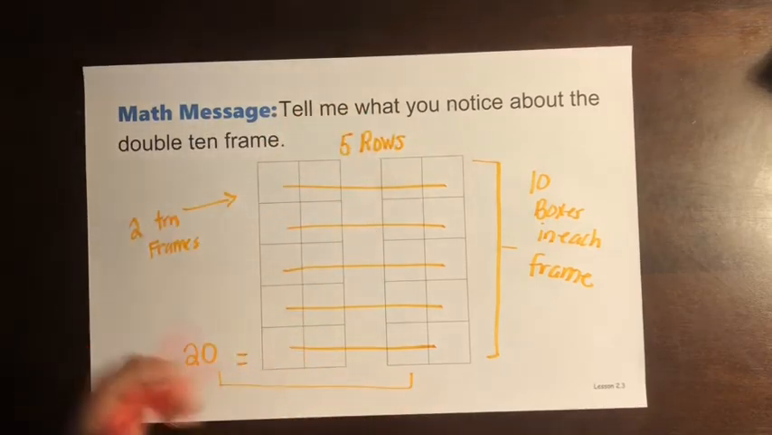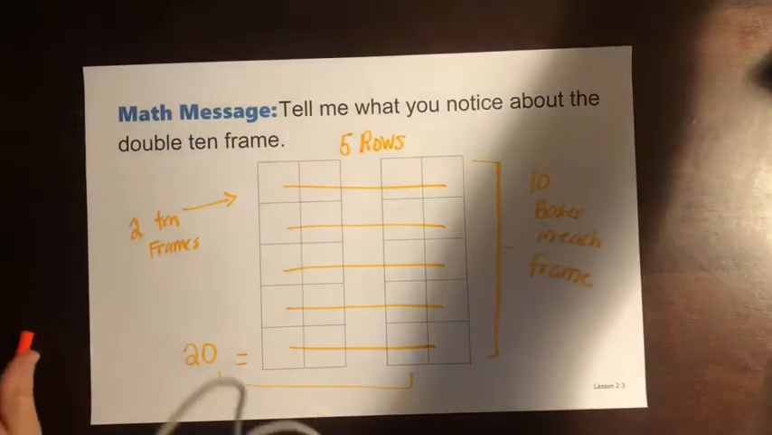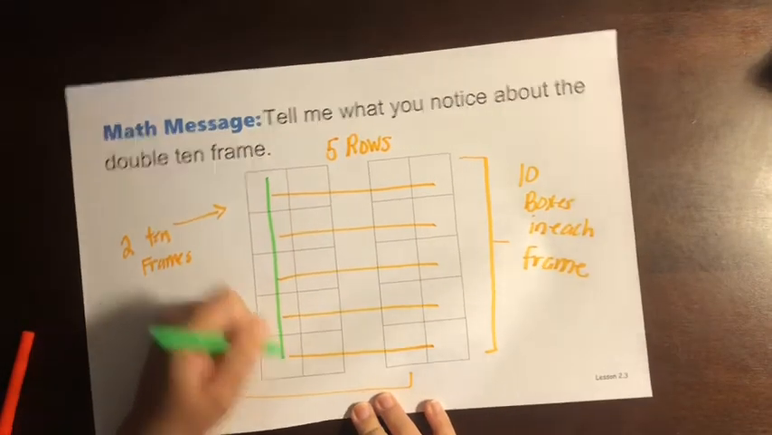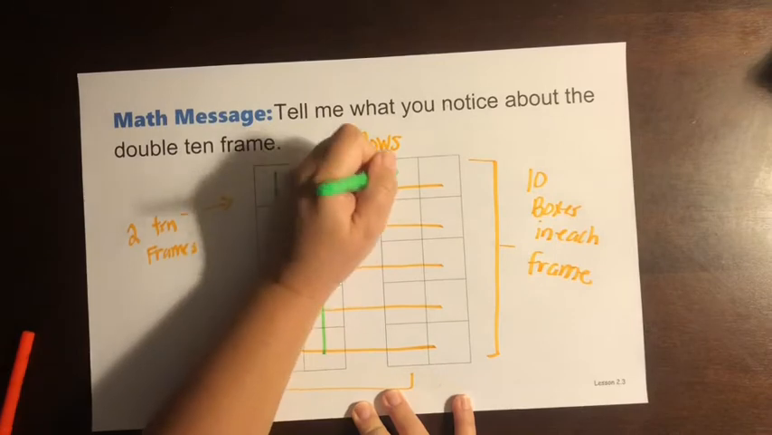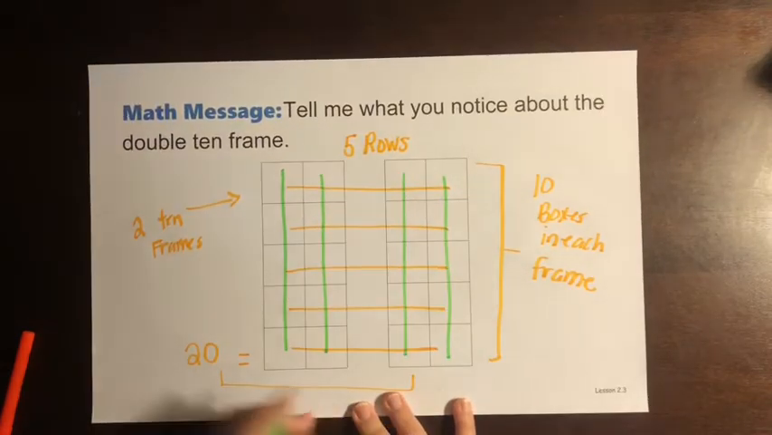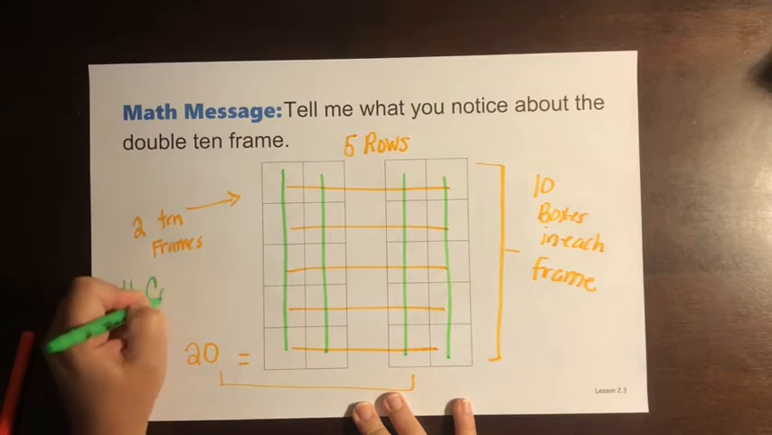And I'm going to change my color. How many columns do I have? So this is a column, this is a column, and these are columns. So how many columns do I have? Good job, 4 columns.